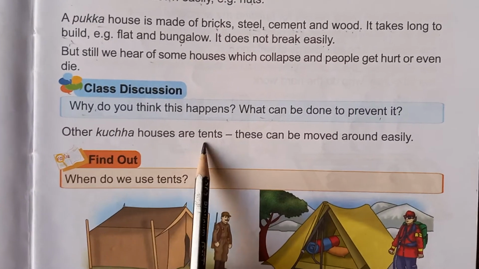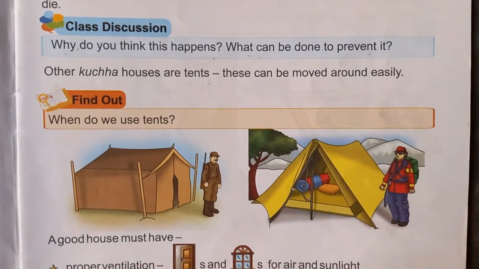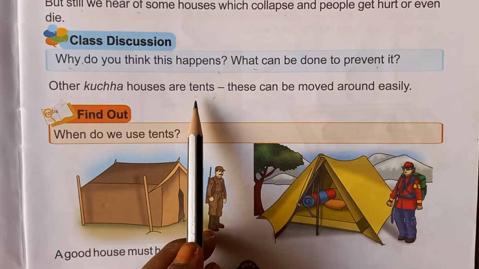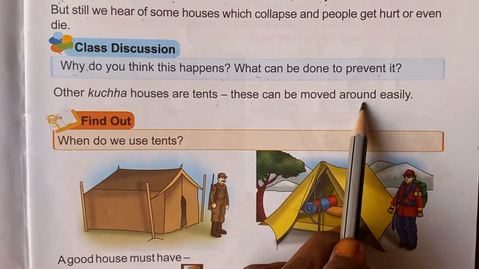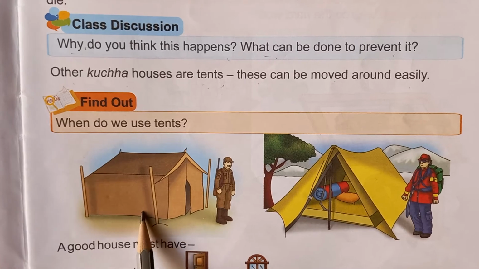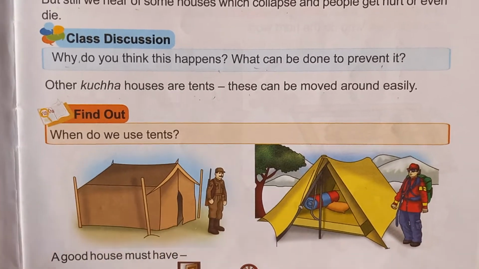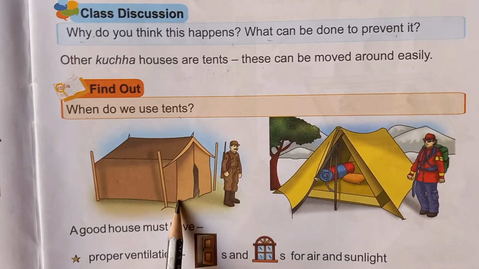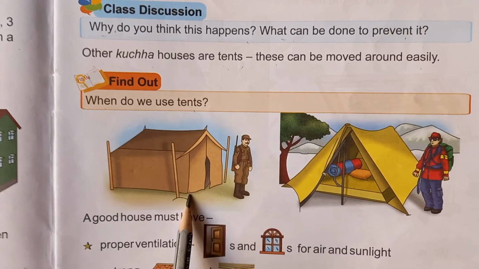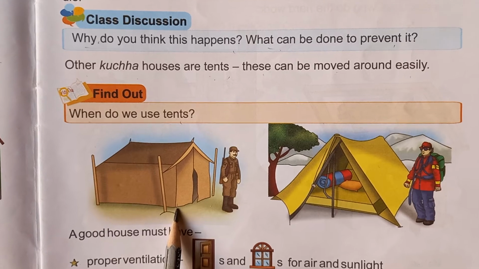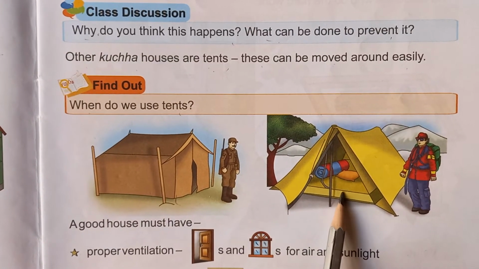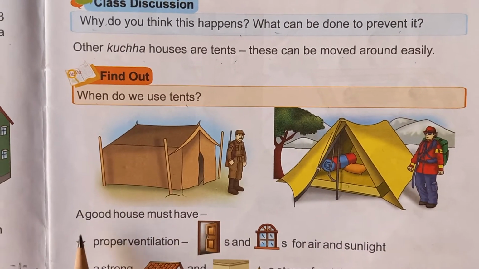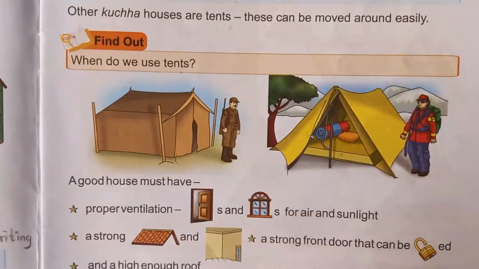Other kacha houses are tents. So here you see the picture of a tent. It is a kacha house. These can be moved around easily. You can build anywhere, you can remove. Okay. Find out when do we use tents. So we use tents when we go for outing or for a school camp. This is a tent.